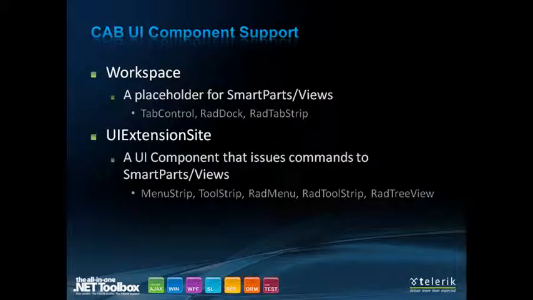There are two types of common user interface components used in CAB applications. These include workspaces and UI extension sites. Workspaces are placeholders for smart parts and views. Examples of this include components such as the tab control, RadDock, and RadTabStrip. UI extension sites are UI components that issue commands to smart parts and views. Examples of this include components such as the menu strip, tool strip, and RadTreeView.